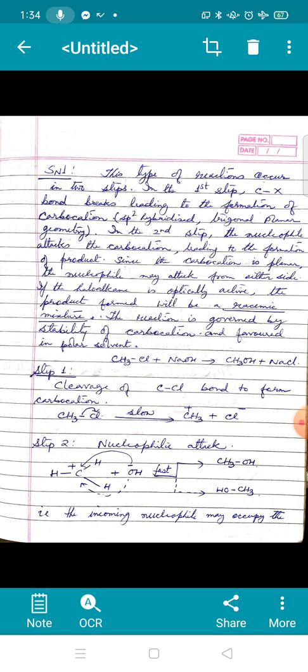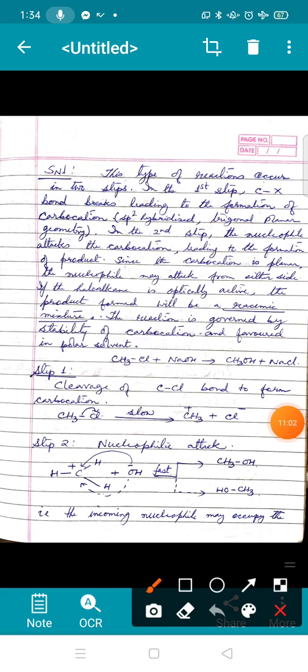CH3Cl + NaOH is the overall reaction I am writing first, giving you CH3OH and NaCl. As we mentioned, step 1 is formation of carbocation by the cleavage of the C-X bond. So you can see the C-Cl bond is breaking.